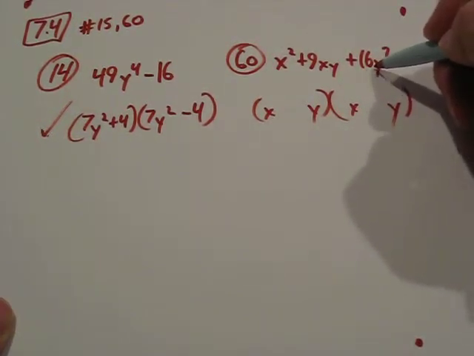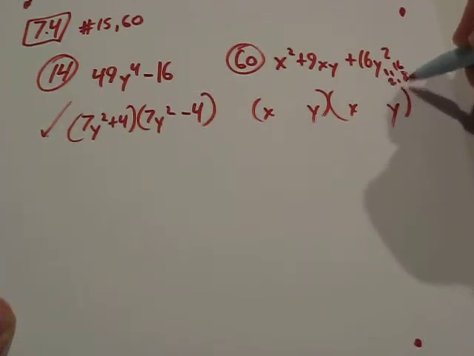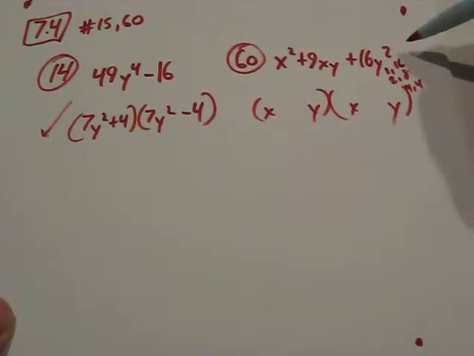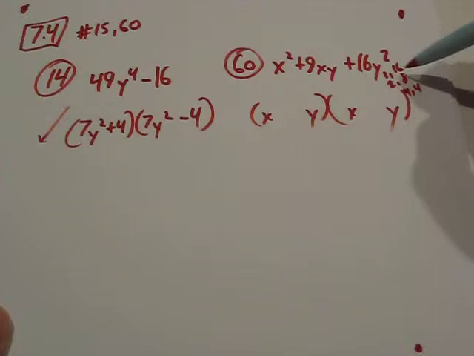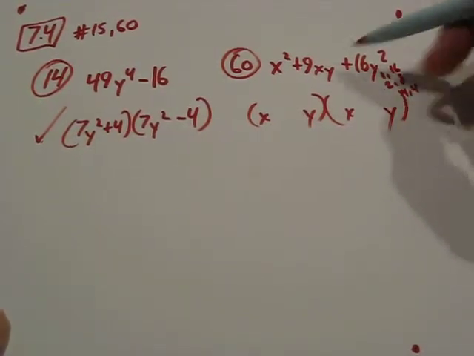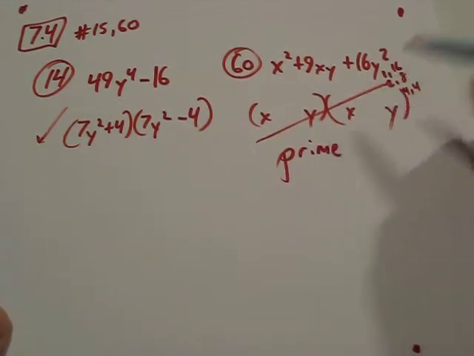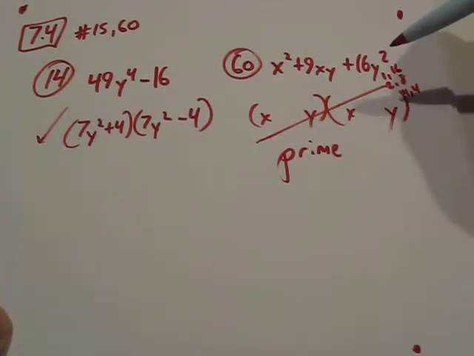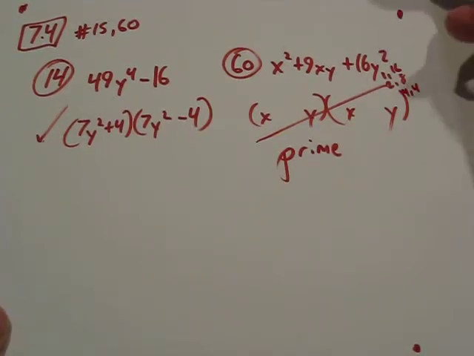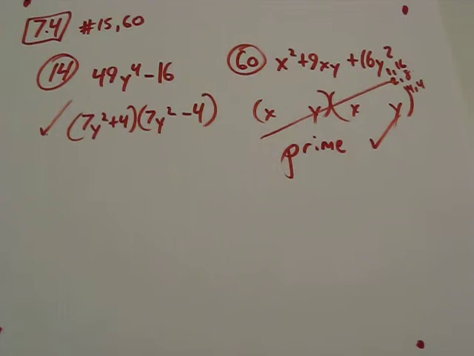What two numbers multiply to make 16 and add to make 9? We've got 1 and 16, 2 and 8, and 4 and 4. Well, with 1 and 16, 2 and 8, and 4 and 4, unfortunately none of those make 9, so this problem is prime. It does not have any factorization that we can do without going into decimals, using the quadratic formula or imaginary numbers. So problem number 60 is prime.